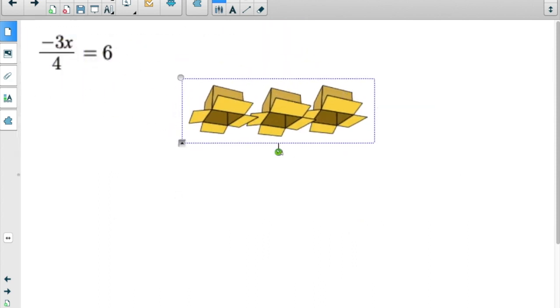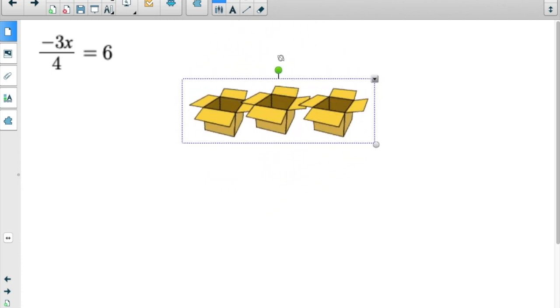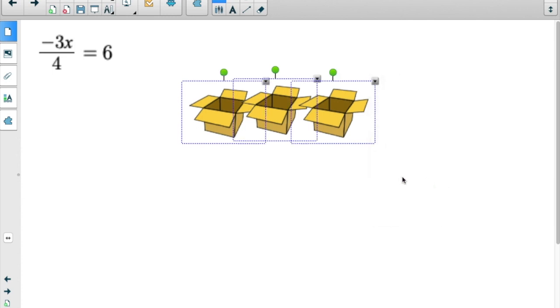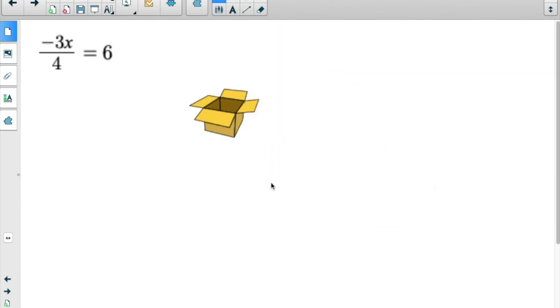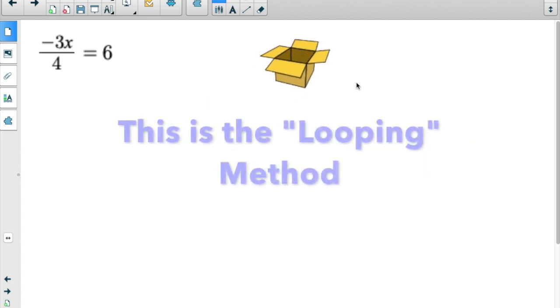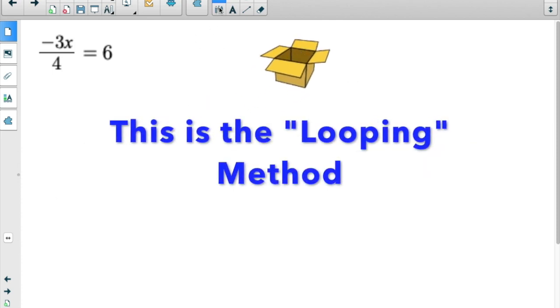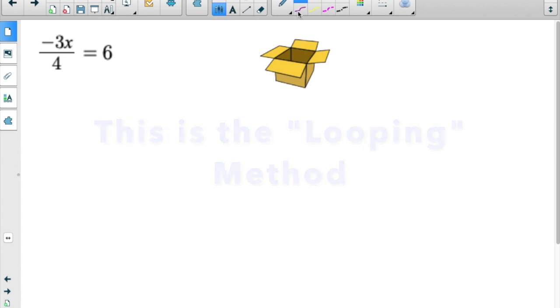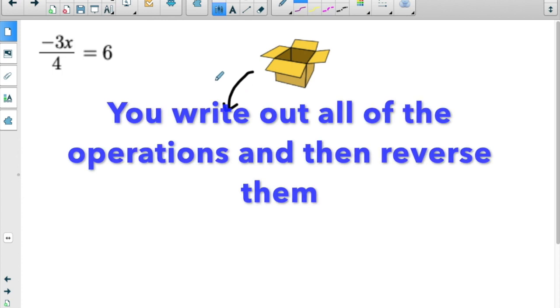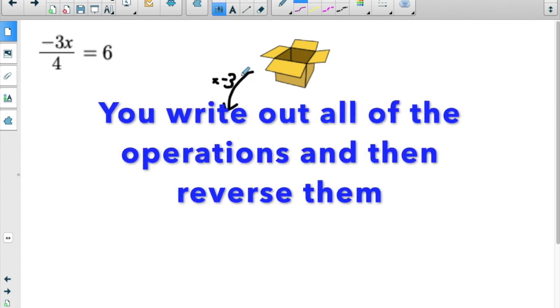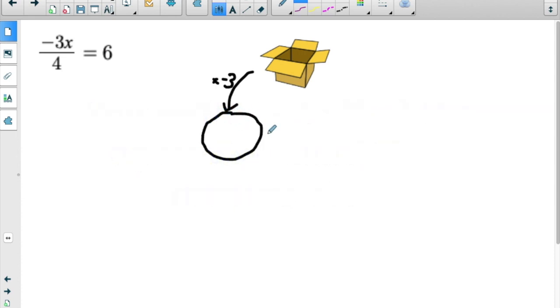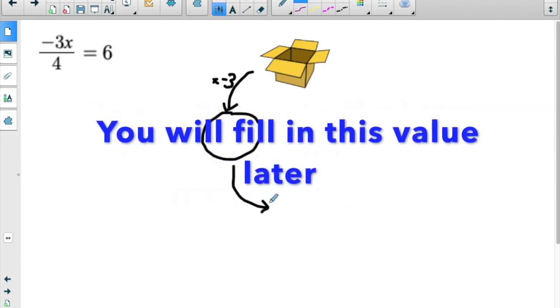So here we have a box of objects once again, but for this looping method, you don't have to even worry about how many objects. So say you start with 1 box. We know that if we take just 1 box and multiply it by -3, we get a value of some sort. We don't know what that value is, but we get some value.